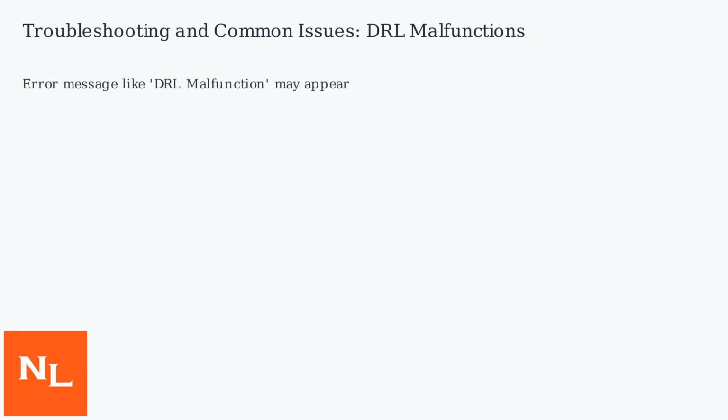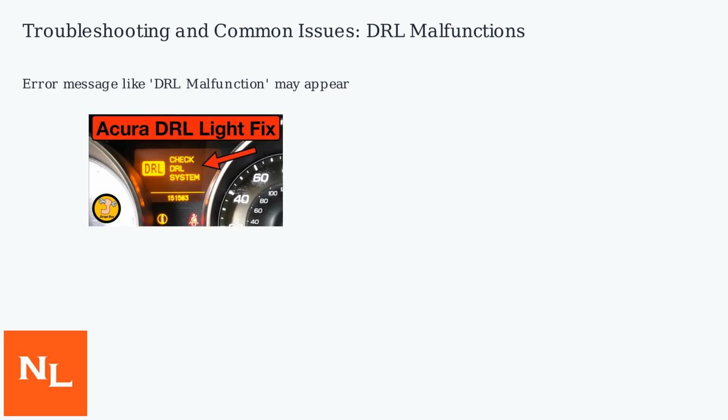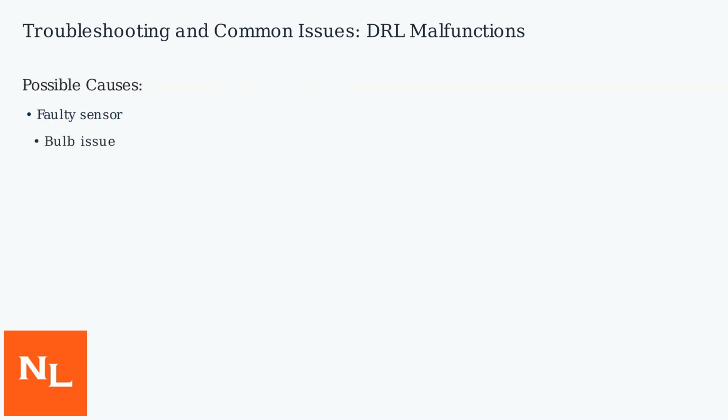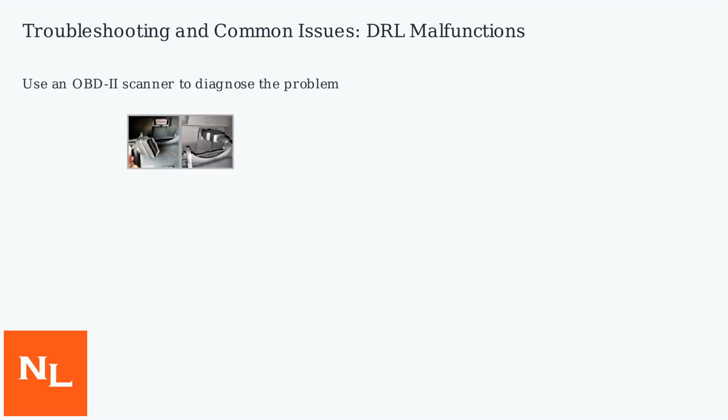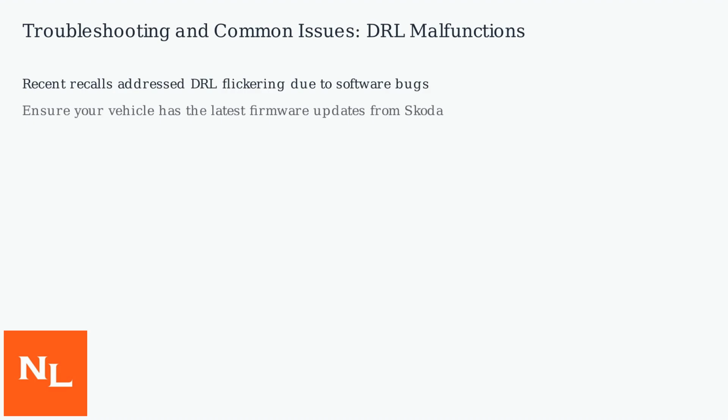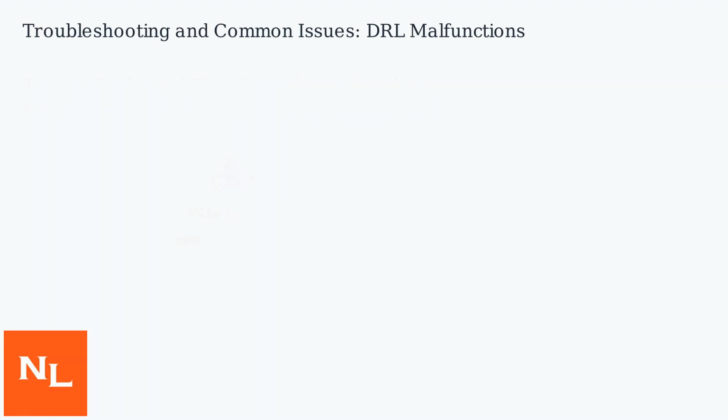If your DRL aren't working correctly, you might see an error message like DRL malfunction. This is often displayed on the dashboard. This could indicate a faulty sensor, a bulb issue, or even software bugs causing flickering. To diagnose the problem, use an OBD2 scanner. Connect it to the vehicle's port under the dashboard to read error codes. Recent recalls have addressed DRL flickering issues caused by software bugs. Make sure your vehicle has the latest firmware updates from Skoda to fix these problems.